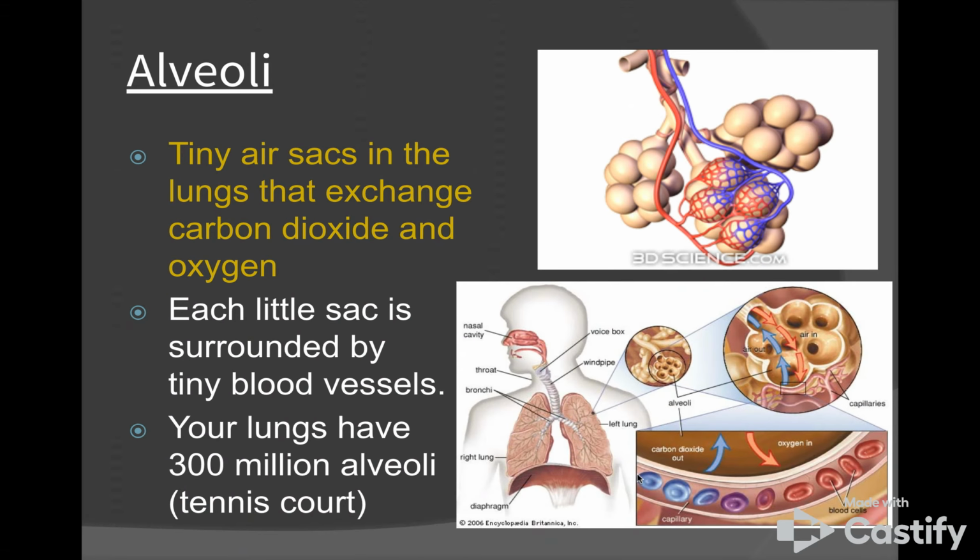So this is the little blood vessel that's flowing right past one of those air sacs. And then this is the inside of the capillary that is full of oxygen when you breathe in. And when you breathe out, it has more CO2. Your lungs have 300 million alveoli, enough to fill a tennis court if we smushed them all out. The surface area would be the same as a tennis court.